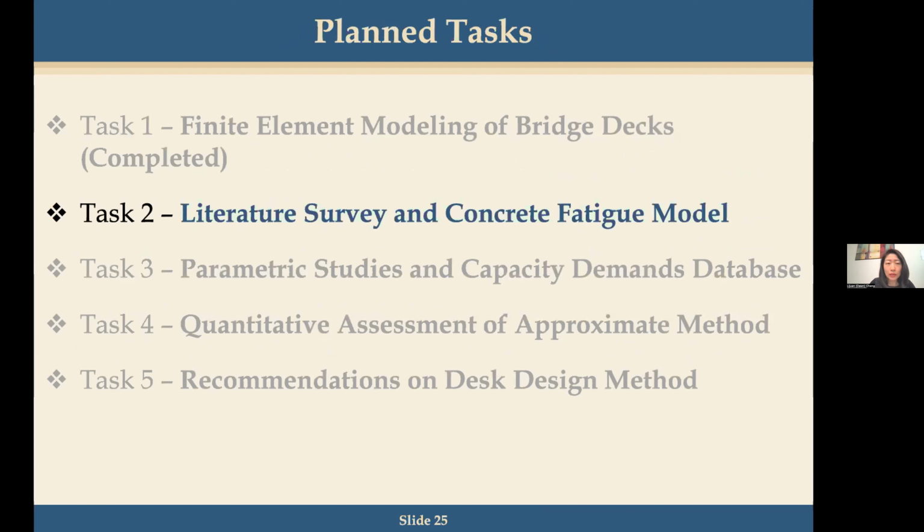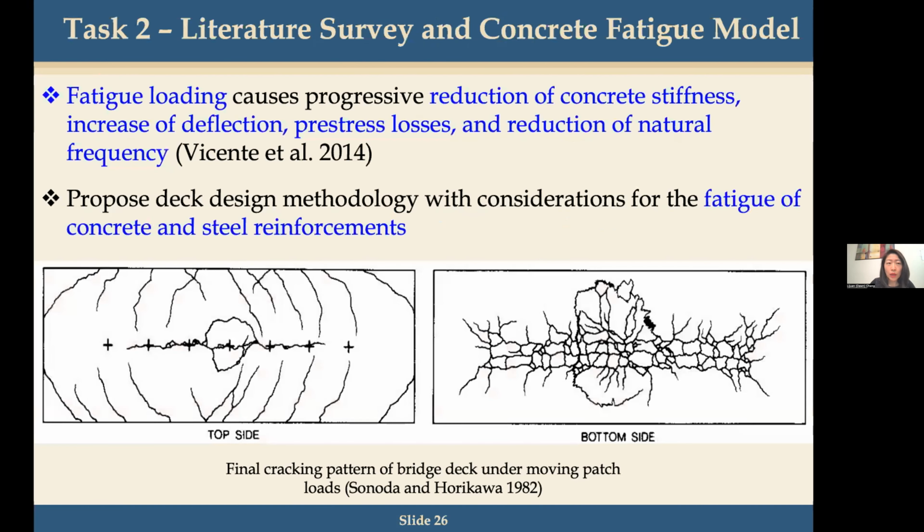So in parallel to the next step, we also completed the literature review on the concrete fatigue model for bridge deck design. This fatigue issue is a long-standing problem with most of our bridge design. On bridge decks, this is more of an issue on the maintenance side. What we see is a lot of reduction of the concrete stiffness, the increase of the deflection, and also the pre-stress loss, and a lot of reduction of the natural frequency due to the fatigue loading. In most of the design codes, this fatigue issue is not well captured due to the many complicated natures of the fatigue issue itself, and also the time-consuming experimental work that would be required.